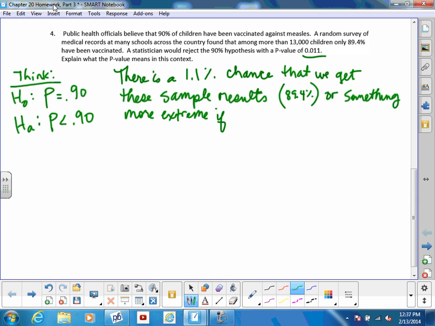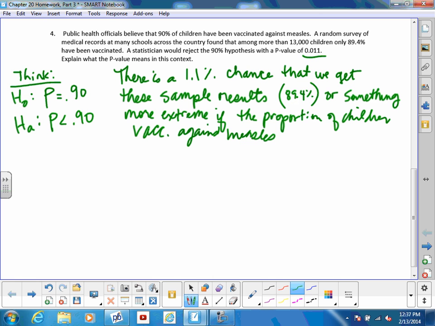If what? Good. The proportion of children vaccinated against measles is, sorry, I'm writing this really sloppy because I'm trying to go fast since you've already written this down, is 90%. Okay, now I actually want to ask an extension question. Yes, go ahead. We put the actual sample result. So I wrote, there's a 1.1% chance of getting only 89.4% of 13,000 children vaccinated against measles. Or something more extreme, and then that would be correct.